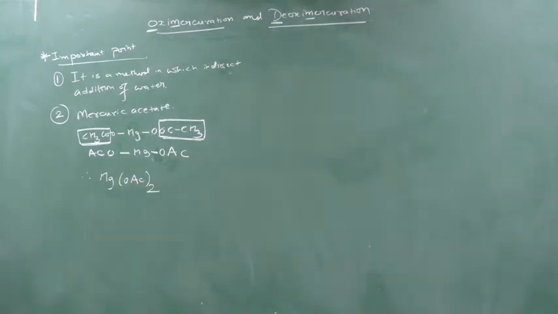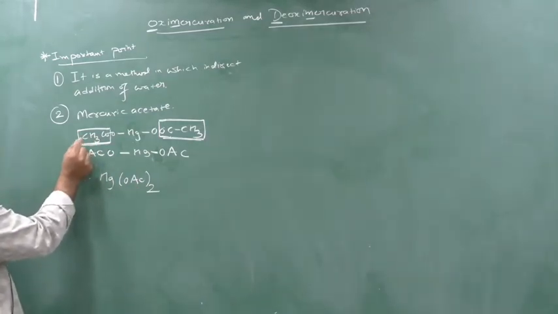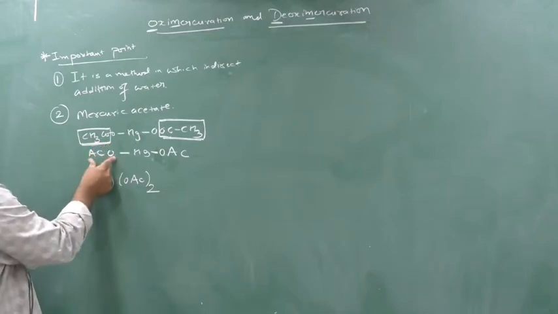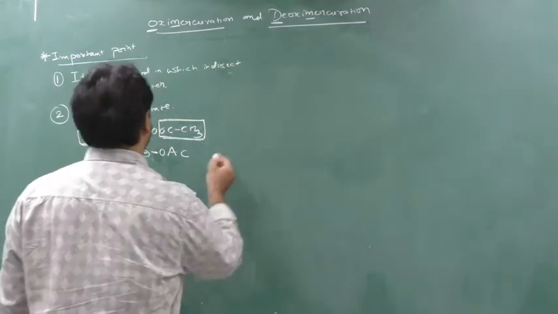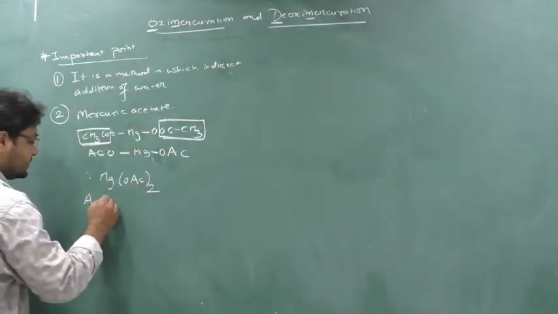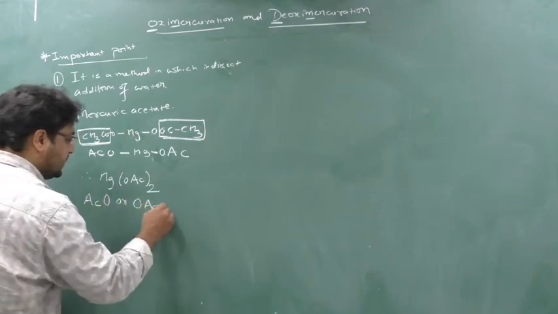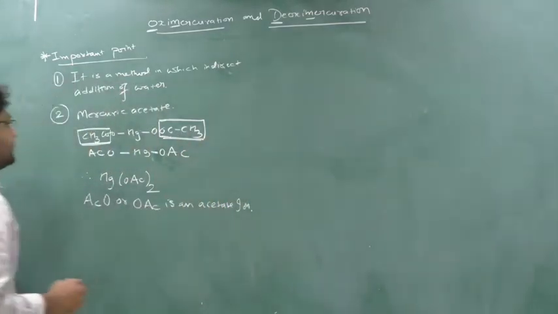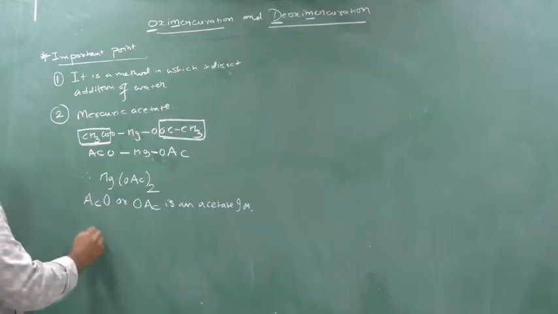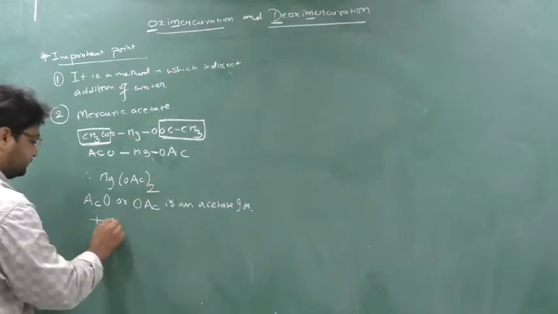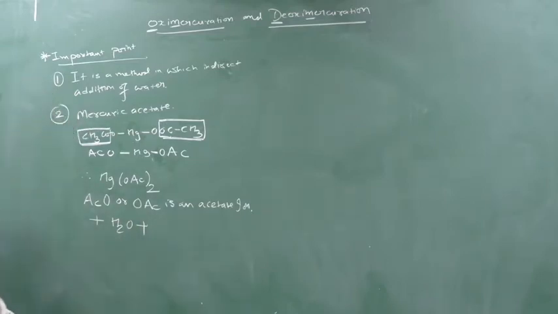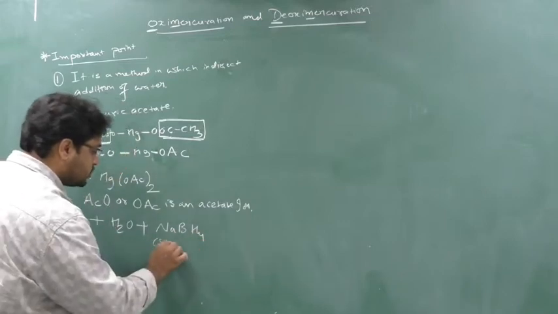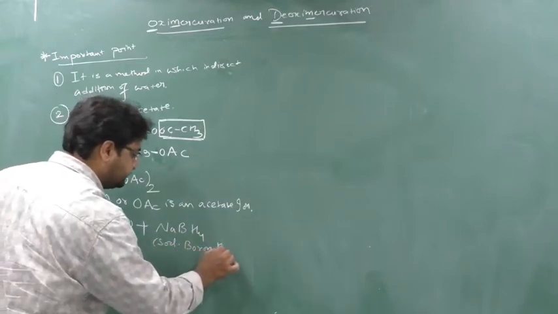In your textbook it will be written like this. This CH3CO together we call Ac, acetate. And O with it, so AcO is nothing but what? An acetate ion. So remember the key point here that AcO or OAc is an acetate ion. Clear? Do not get confused. So the first chemical we are using is this. Along with this we are using water. In the final step we are using one hydride, known as sodium borohydride, NaBH4.